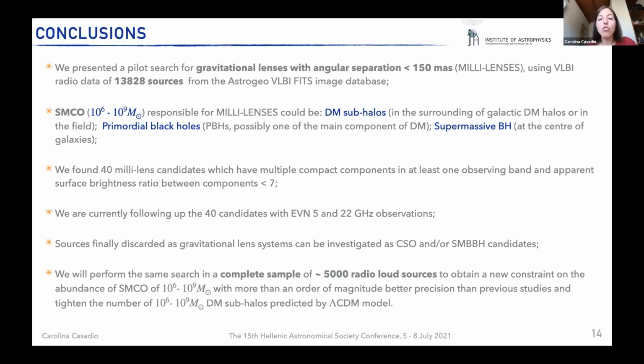But we can also explore the different nature and location, for example, for these dark matter sub-halos that can be either closer to the dark matter halo of a galaxy, so in the neighborhood of a bigger dark matter halo, or they can also be free floating in the field. So in this case, maybe we don't have any galaxy associated. And the same works also for example for primordial black holes.